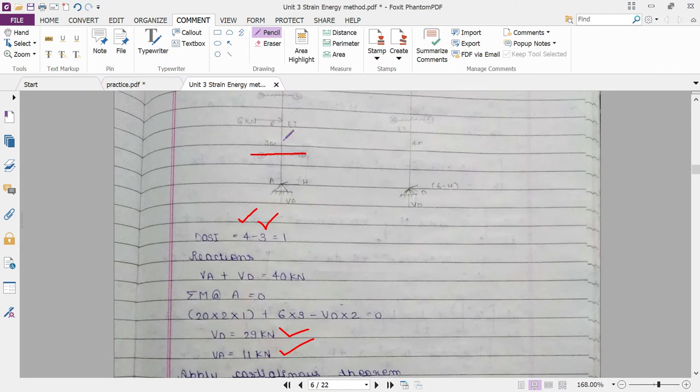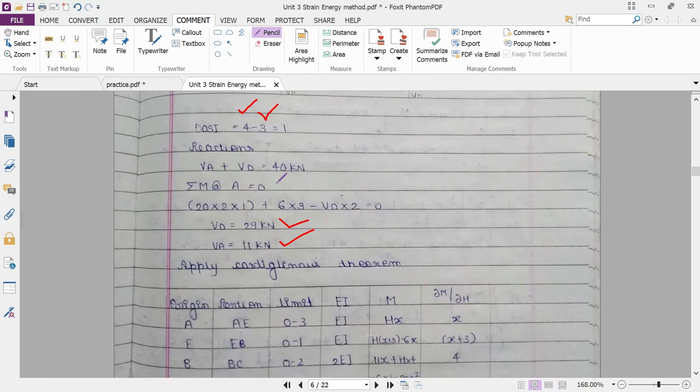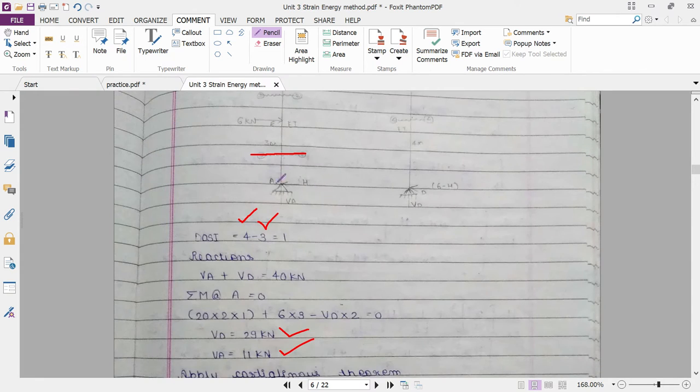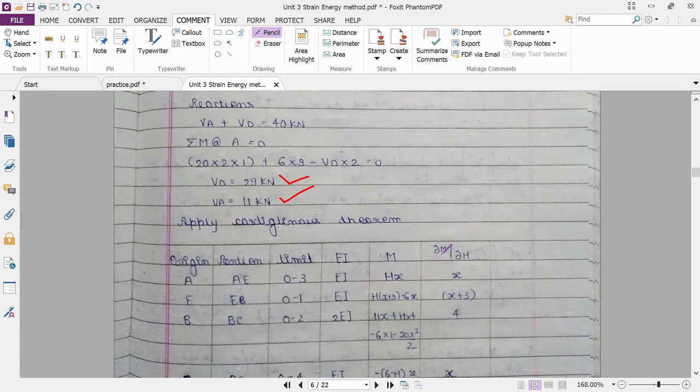So origin is A, the limit is 0 to 3, and we take the moment. EI is EI, M is H into X, where the distance is X, this distance we consider as X. So HX will be there like this. The partial derivative of M with respect to H will be equal to X.